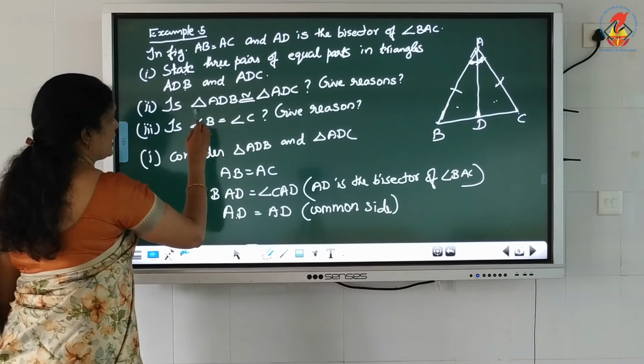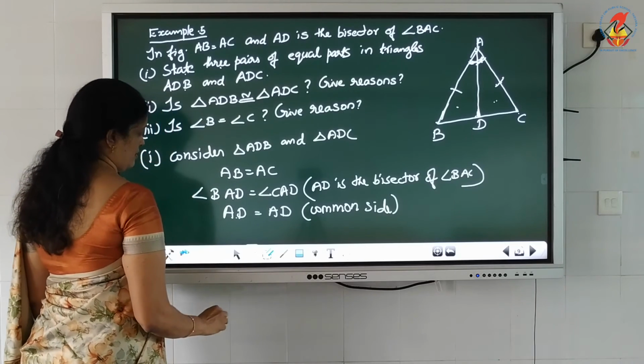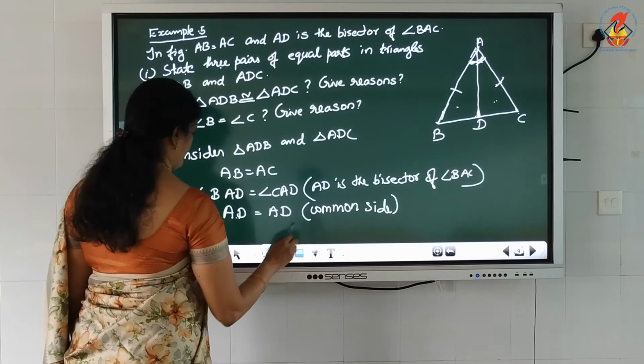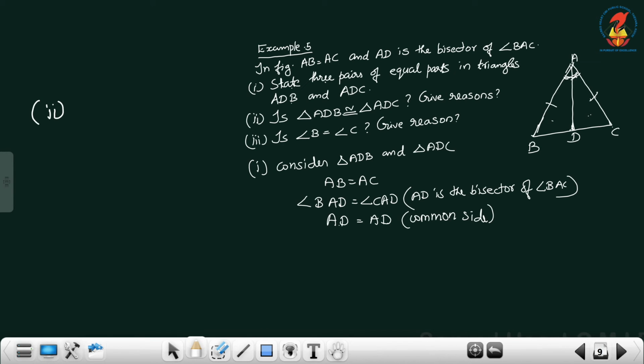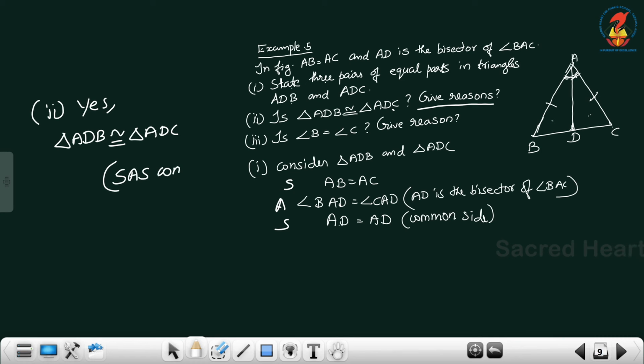Second question, is triangle ADB congruent to triangle ADC? Yes, you can write: yes, triangle ADB congruent to triangle ADC. Give reason. What is the reason? By SAS, we can prove that these two triangles are congruent. We can write in the bracket the reason: SAS congruence criteria.